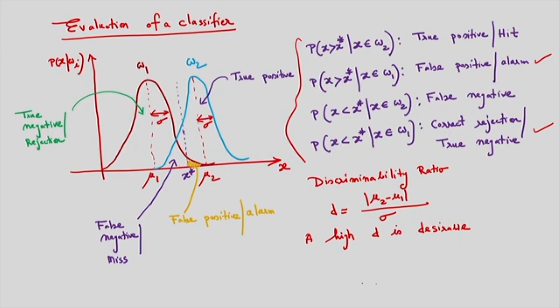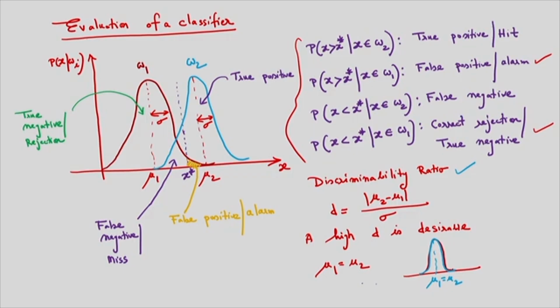But suppose mu1 is equal to mu2. Then the discriminability ratio will be 0. That means the two Gaussians will be overlapping, and the two means will be the same. This is the worst performance of the classifier, and you will get misclassification, so this is not desirable. We have to increase the separation between mu1 and mu2. If I increase the separation, the discriminability ratio will increase. For d equal to 0, the performance of this Bayesian classifier is very bad.